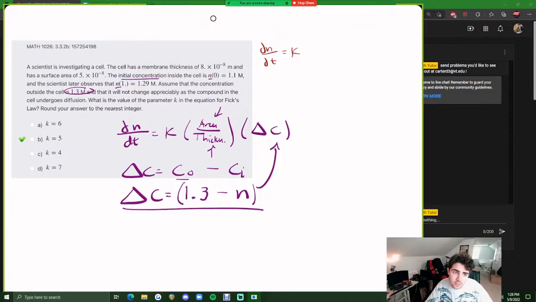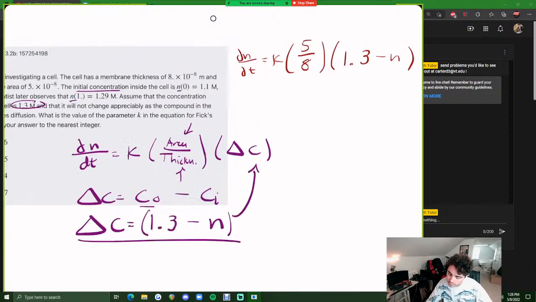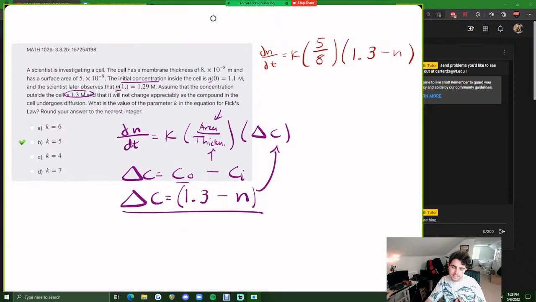Eventually, the area is 5 times 10 to the negative 8. We are dividing this by the thickness, that is 8 times 10 to the negative 8. The 10 to the negative 8s automatically will be able to cancel every time. So we are left with just 5 over 8. Very nice. Then delta C is the 1.3 minus N. We have a much easier differential equation to solve here.